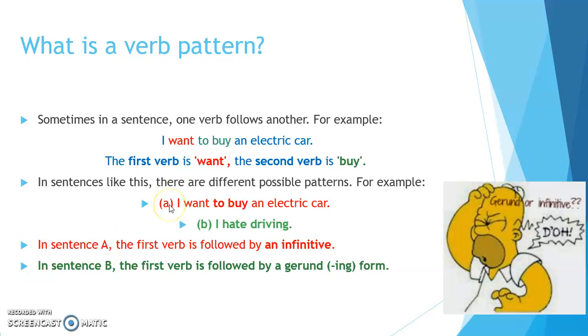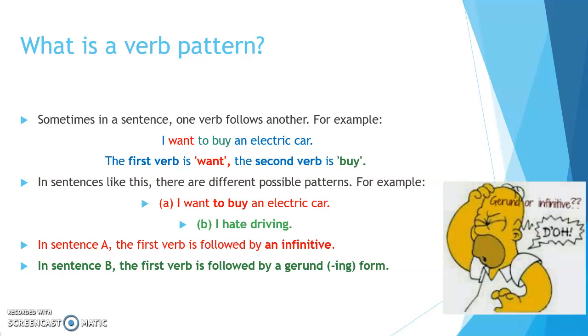We have letter A and we have letter B. So in letter A, we have I want to buy an electric car. As you can see, we have the verb want and we have the verb to buy. What happens here? Whenever you have two verbs that are together, you are not going to use them in the same form. As you can see, want is going to be in the simple form, and to buy is going to be written in a form that we call the to infinitive.